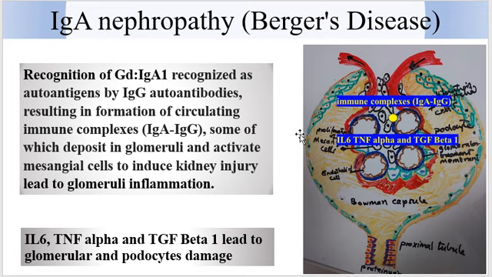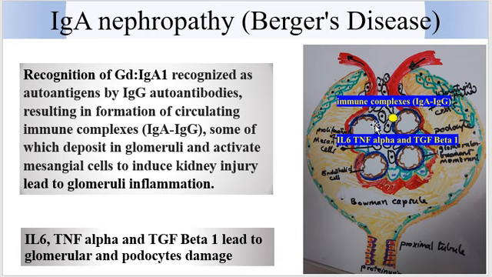Some of the IgA, IgG immune complexes will get deposited in the mesangium. So this is the mesangium, and the deposition of IgA, IgG immune complexes in the mesangium will lead to activation of the mesangial cells, and this activation will lead to proliferation of mesangial cells.